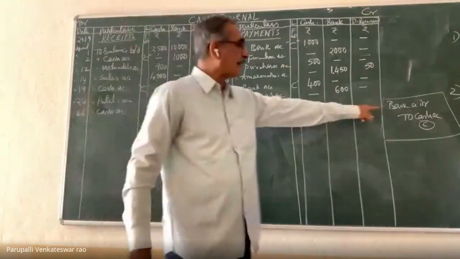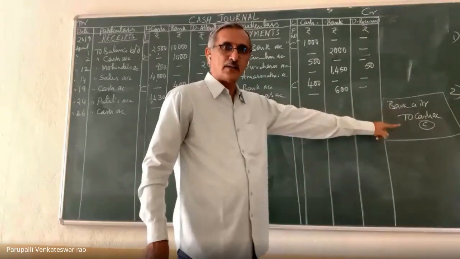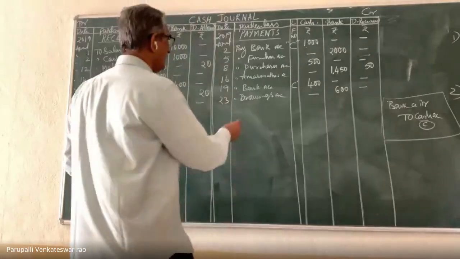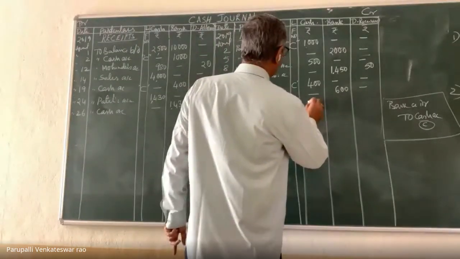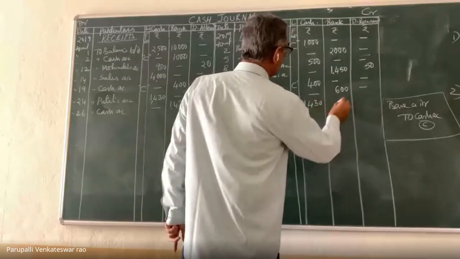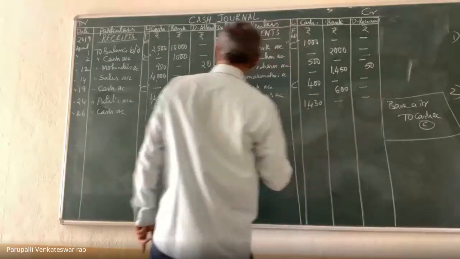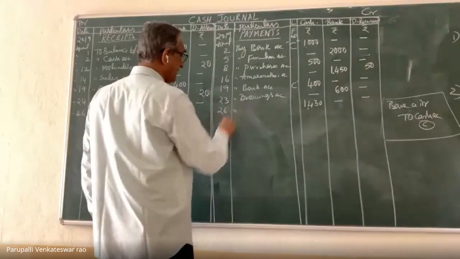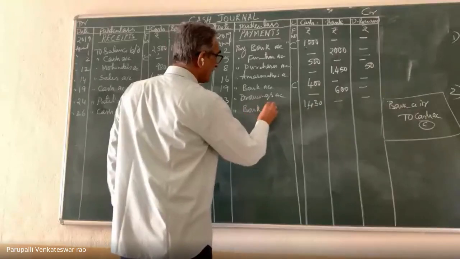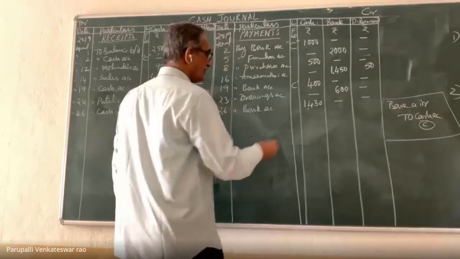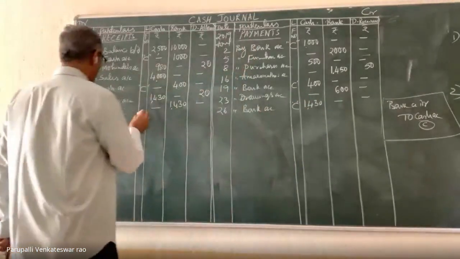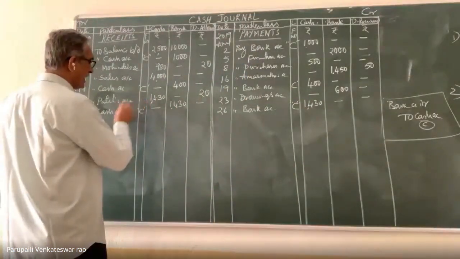Contra is bank account is debited. Check goes out is nothing but cash goes out. Cash account is credited. So write in the cash column rupees 1,430 credit. This is by the 26th, by bank account, 1,430. So it is a contra. It is contra because it affects both cash and bank.